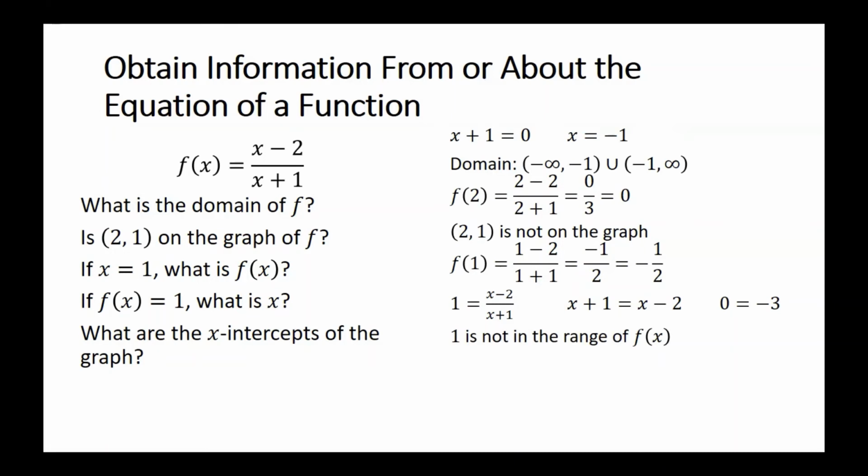And what are the x-intercepts of the graph? That's when we set y equal to 0. So 0 is equal to x minus 2 over x plus 1. Multiply both sides by x plus 1. We get 0 is equal to x minus 2. Add 2 to both sides, and we get x is equal to 2. So we have an x-intercept at 2, 0.